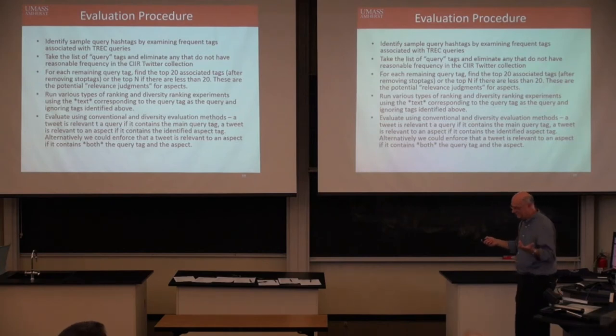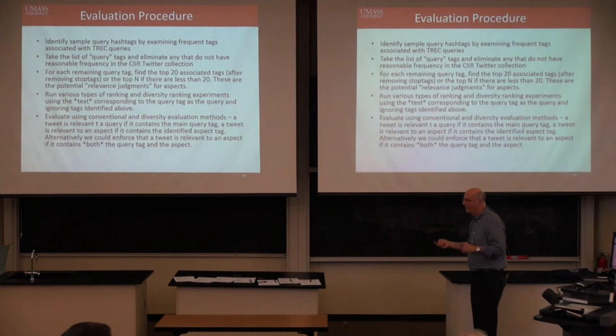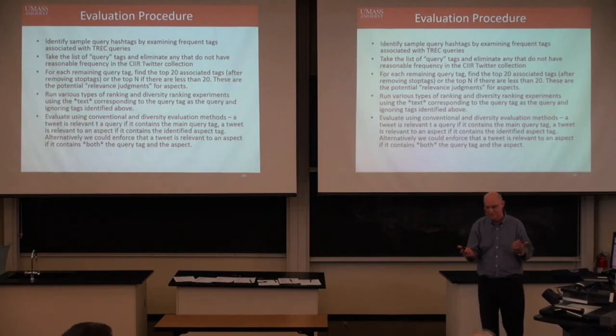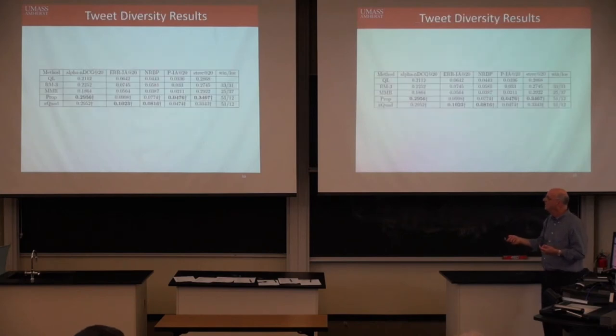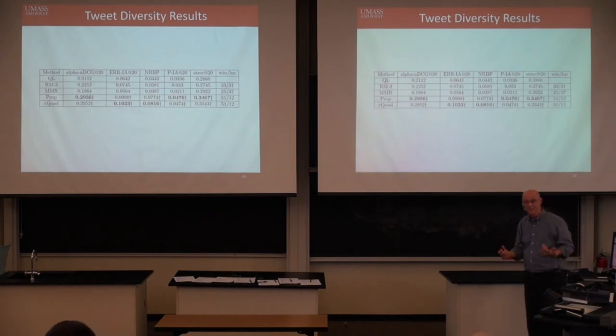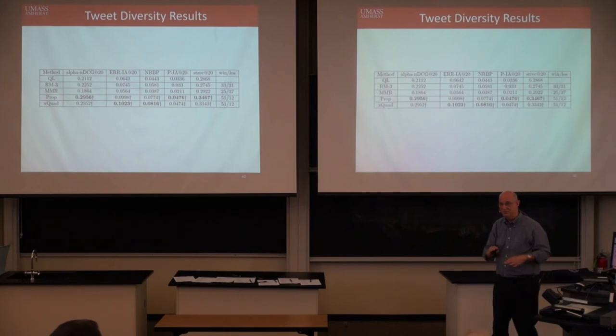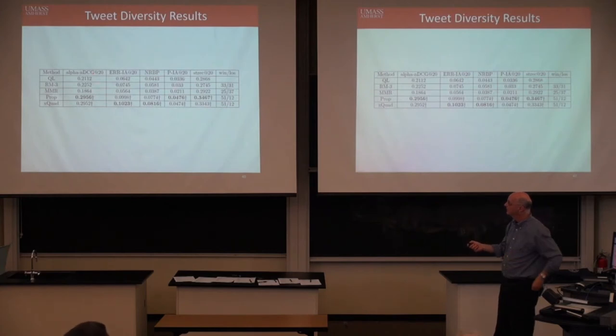There are various issues about whether a tweet has to contain the main query tag as well as the sub tags in order to be a valid tweet or not. We've tried it both ways. It doesn't make that much difference. What it turns out is that you get pretty good evaluations of diversity using that sort of approach, which is totally automatic, obviously. But here is a run on one of the Twitter databases we have.